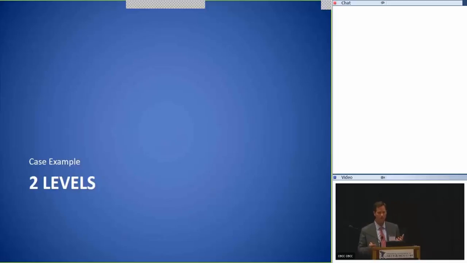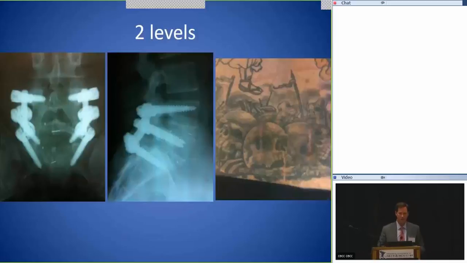You can do 2 levels minimally invasive. This is a gentleman who had a 2-level minimally invasive fusion at 4-5 and 5-1. The illustrative points here, this is a skin incision from a discectomy that he had in his past. This is the skin incisions from his two-level fusion. They're roughly the same size as the way we used to do a discectomy.